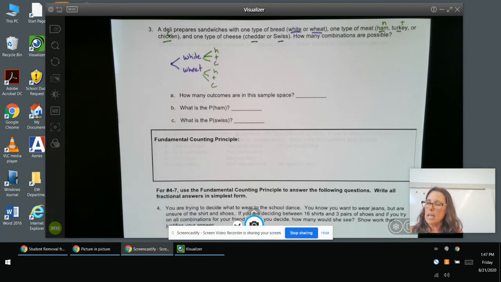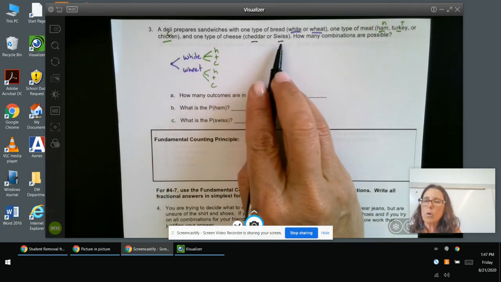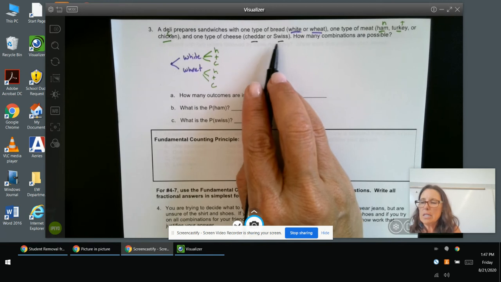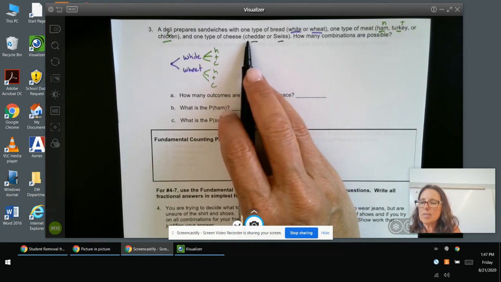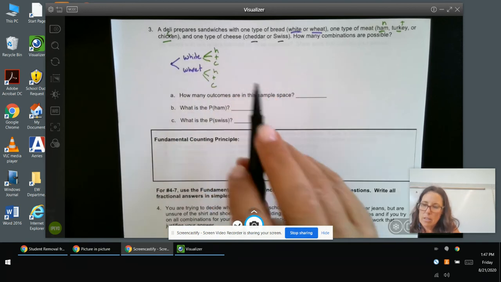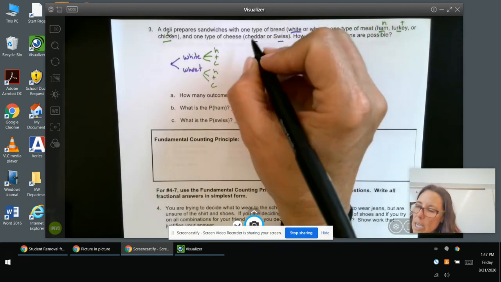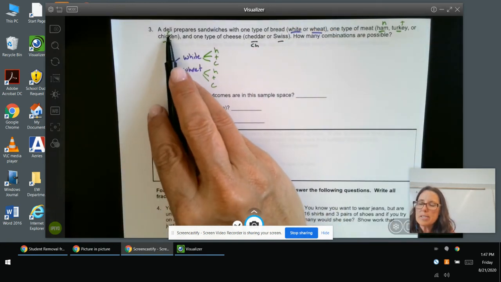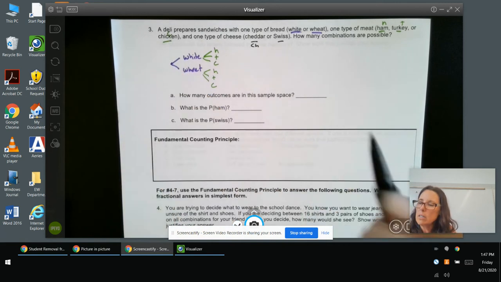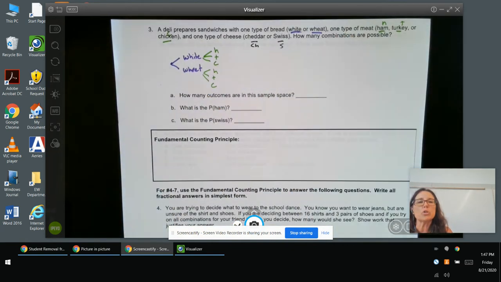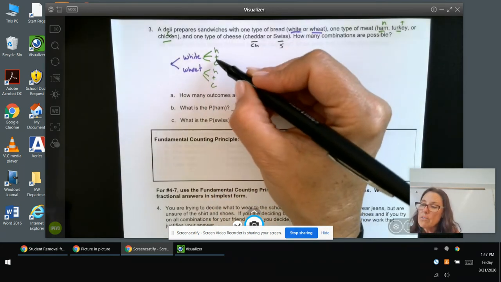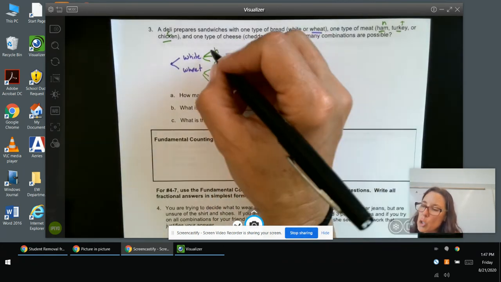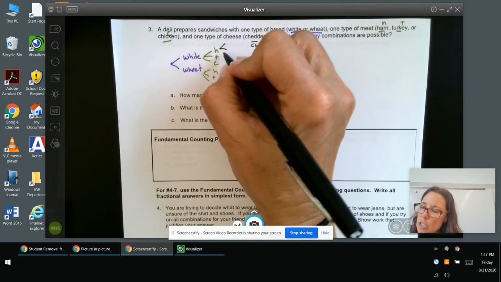From each of those, now comes a cheddar or Swiss. Now I have to be careful because cheddar starts with a C, and I already have a C for chicken. So what if I used a CH for cheddar? Yes, CH for this one, and then we'll use an S for Swiss because we haven't used an S yet. Off of the 3 of these, I'm going to have 2 marks coming off of each.